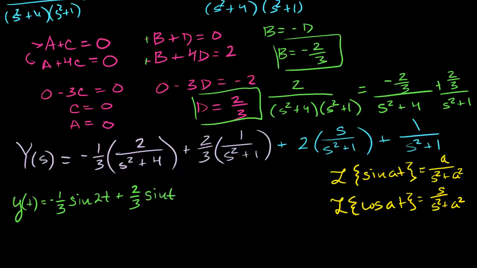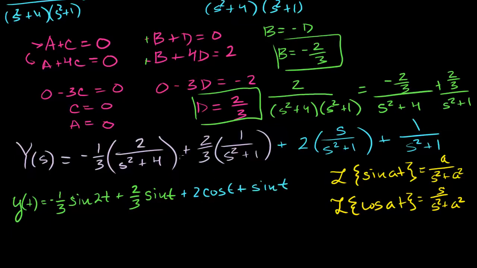And let me do the next one in blue, just because it was already written in blue. Plus 2 times, this is the Laplace transform of cosine of t. If you make a equal to 1, then the cosine of t Laplace transform is s over s squared plus 1. So 2 times cosine of t. And then one last term, plus. This is just like this one over here. This is just the Laplace transform of sine of t. So plus sine of t.